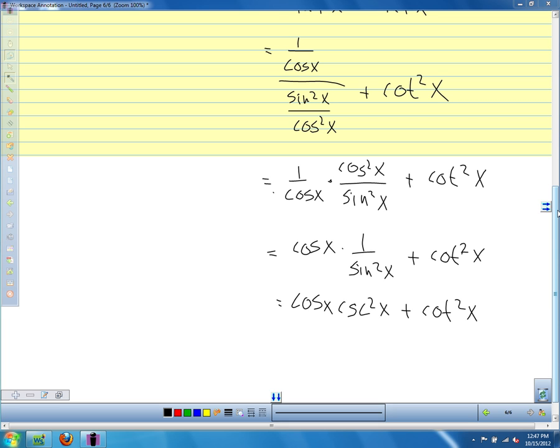So just a couple of general hints. When you see a trig function squared, that should give you a hint that maybe you're working with the Pythagorean identities, and rewriting things in terms of sines and cosines can often help with these as well.